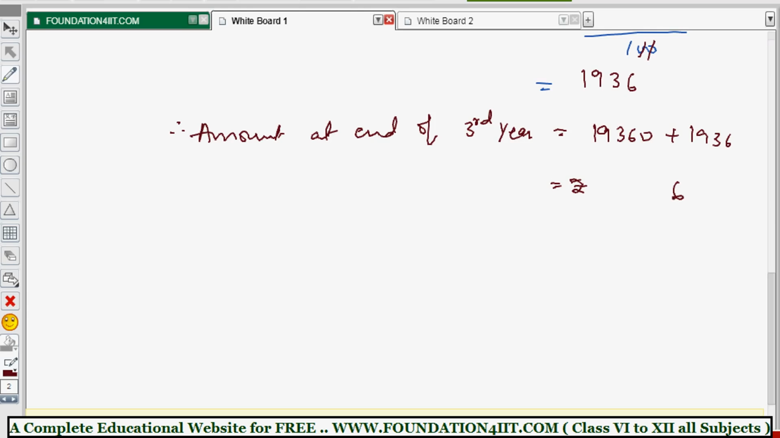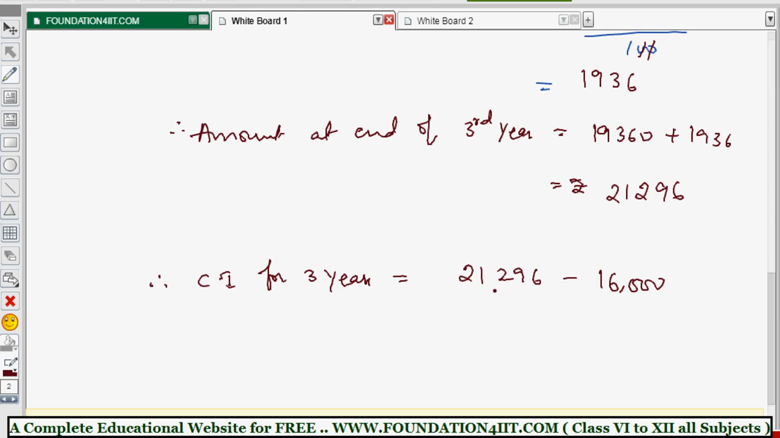Just add both numbers: 21,296. This is the amount at the end of the third year. Now we are asked to find the total compound interest for 3 years. Total compound interest for 3 years means the final amount, 21,296, minus the original principal, 16,000. If you subtract both, this is the compound interest for 3 years.